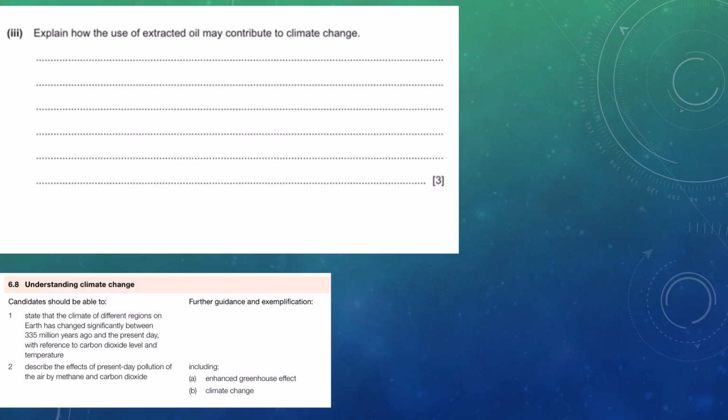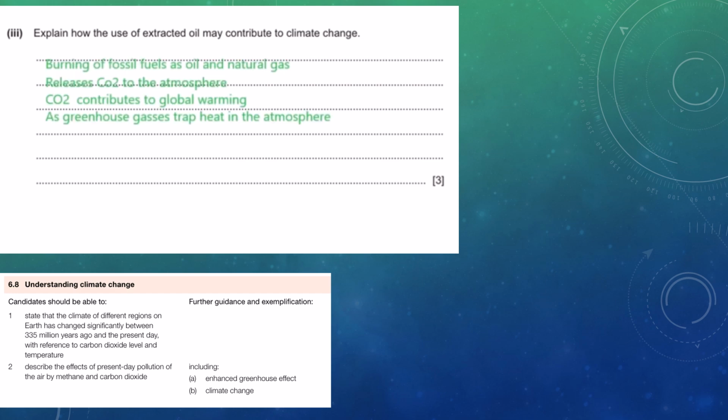So our next question here deals with section 6.8, understanding climate change. And they ask us to explain how the use of extracted oil may contribute to climate change. And I see quite a few students here who just write, burning oil causes global warming. And this is, of course, not wrong, but since it's a 3-point question, we need to come up with more if we want to get the points. So here is how I would do it. I would say burning fossil fuels releases CO2 to the atmosphere. CO2 contributes to global warming as greenhouse gases trap heat in the atmosphere, and this causes the enhanced greenhouse effect.